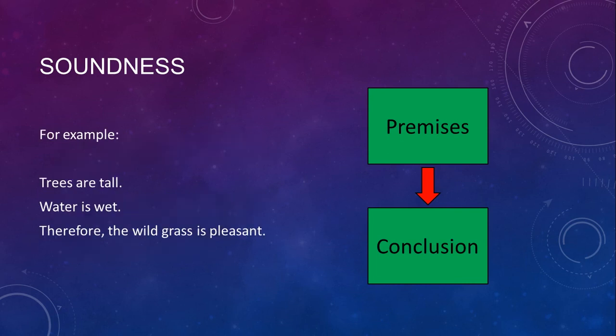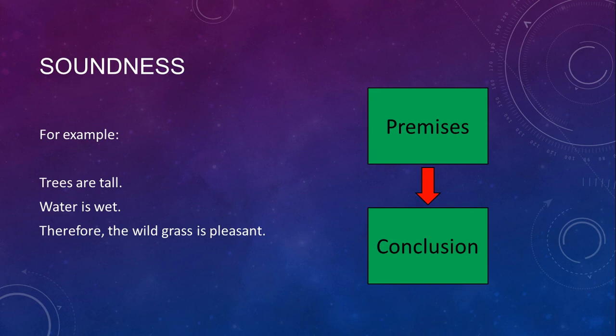So for example, this is an invalid argument, despite the fact that all of its premises and its conclusion are true. Trees are tall, premise 1. Water is wet, premise 2. Therefore the wild grass is pleasant, right? All three of those things, I take it, are true. Trees are tall, water's wet, wild grass is generally pleasant. Nonetheless, the first two things in no way guarantee the truth of the conclusion.